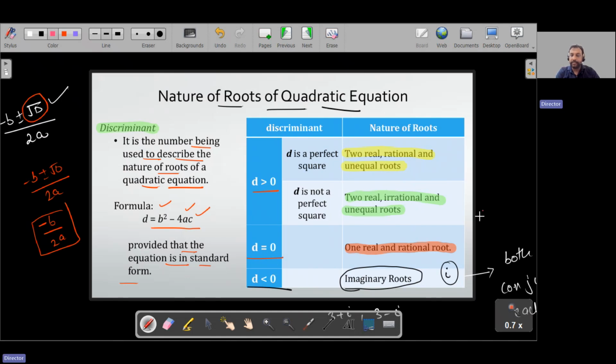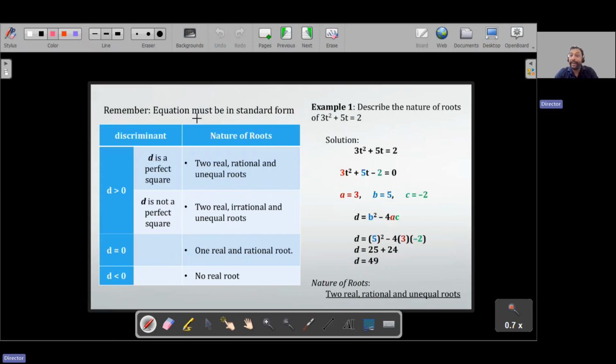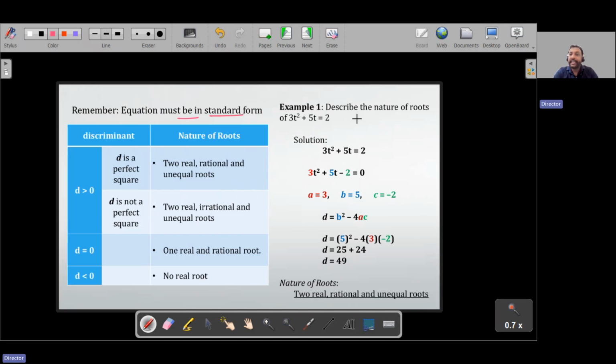Great. So now, students, let us proceed further and solve some questions based on nature of roots. Now, remember, first thing, the equation must be in standard form, right? I have written the conditions over here for you guys, so that it will be easy for you. Now, describe the nature of roots of 3t square plus 5t is equal to 2.